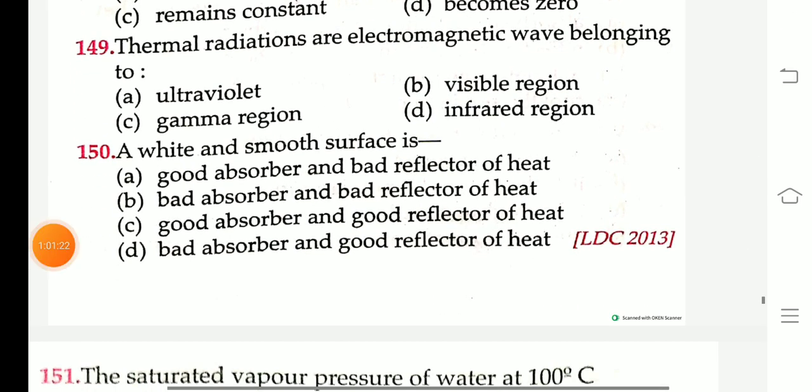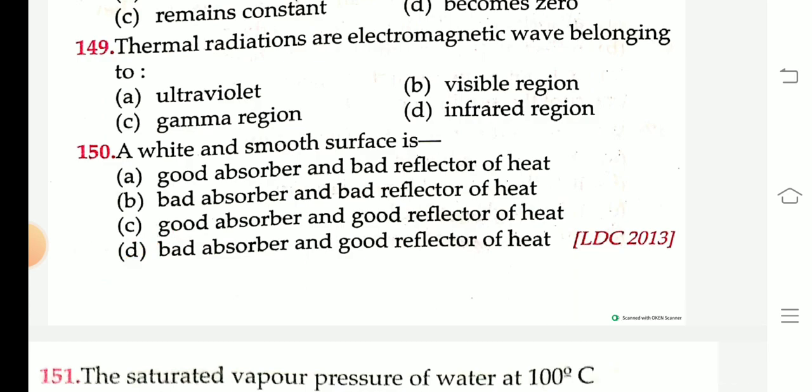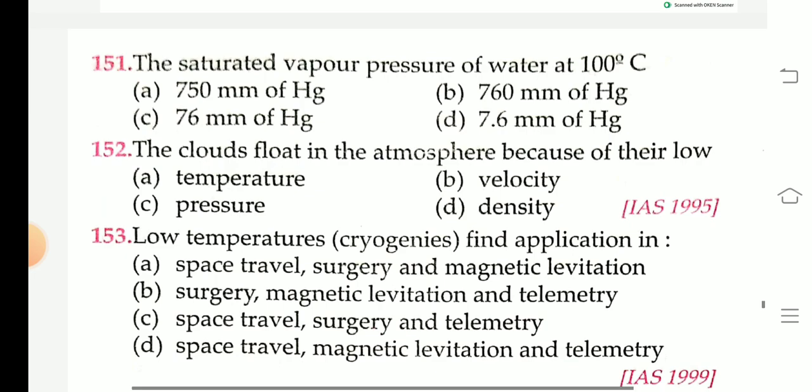Next, a white and smooth surface is, right answer will be option D, bad absorber and good reflector of heat.